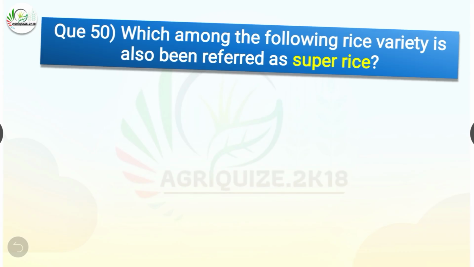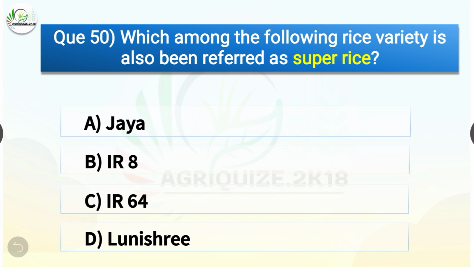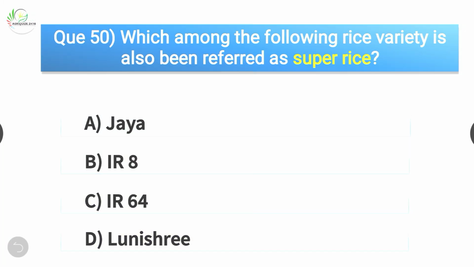Question number 50. Which among the following rice varieties is also being referred to as super rice? The options are Jaya, IR8, IR64, or Lunishri. The correct answer is option D, Lunishri. So Lunishri is the rice variety which is also being referred to as super rice.